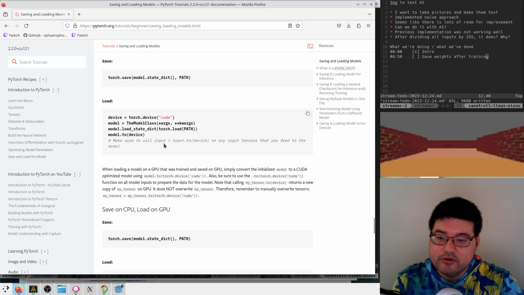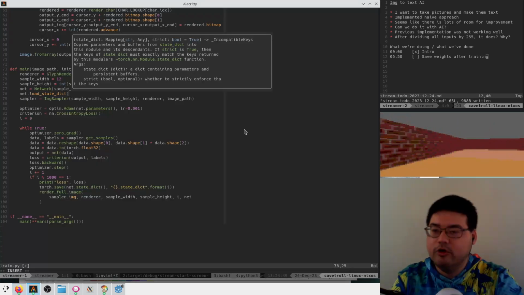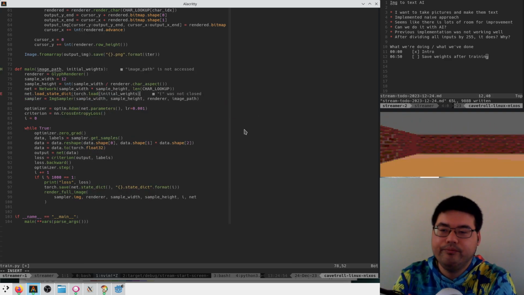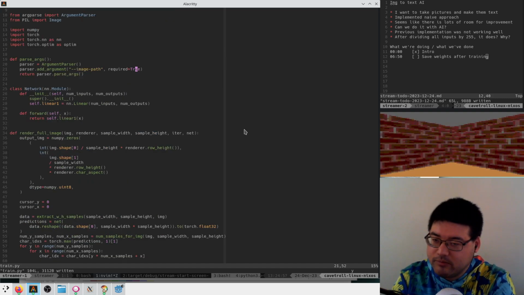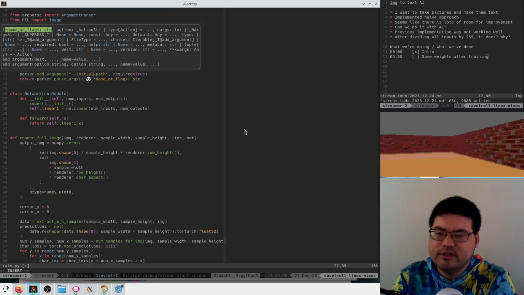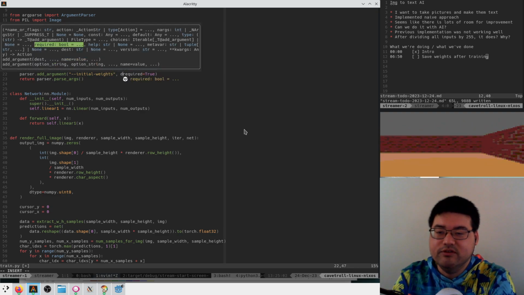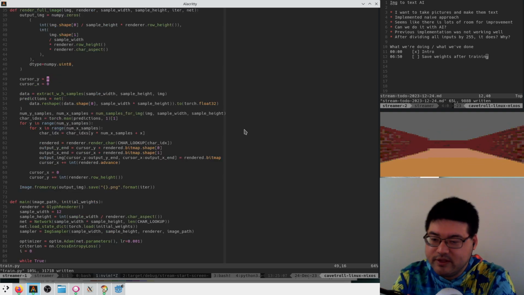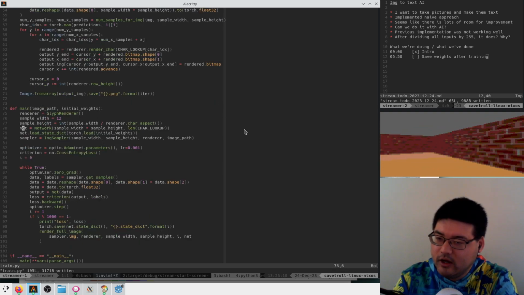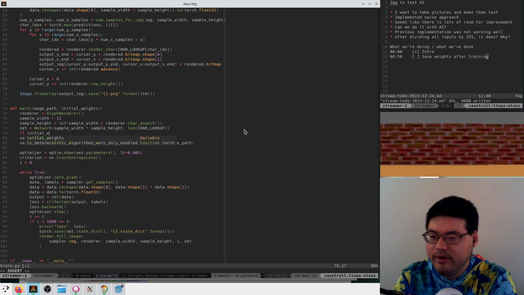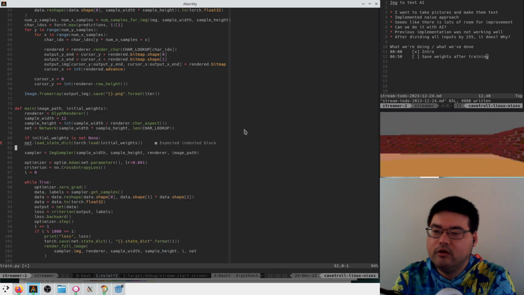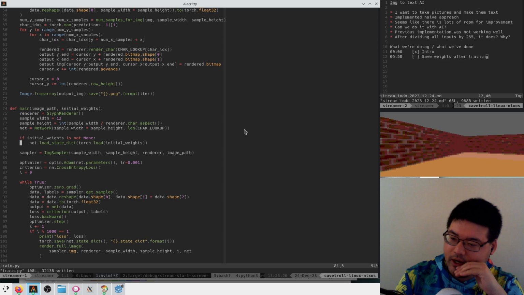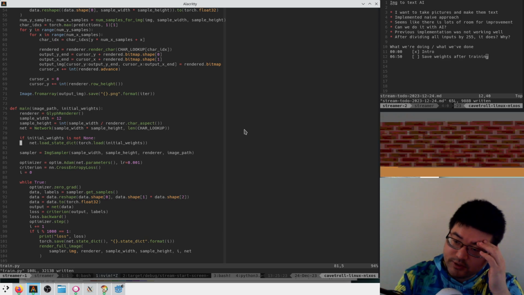What did they do? They just put torch load path. Okay, cool. Which means that in our argument parser, we need to be able to specify initial weights. And the default is going to be nothing, and it is not required, which means that this might be none. And so we should only load it if initial weights is not none. Okay. Boom. Easy.